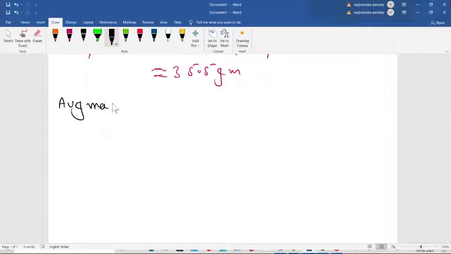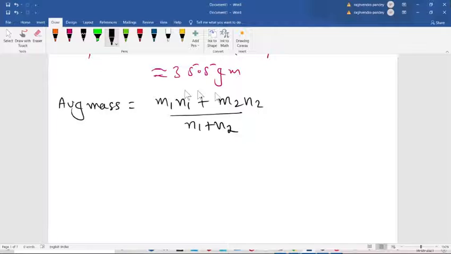Average mass is written as (m1 n1 + m2 n2) divided by (n1 + n2). So this is your average mass, for finding the mass of the atom if isotopes are there. And this is the general thing about the average mass.